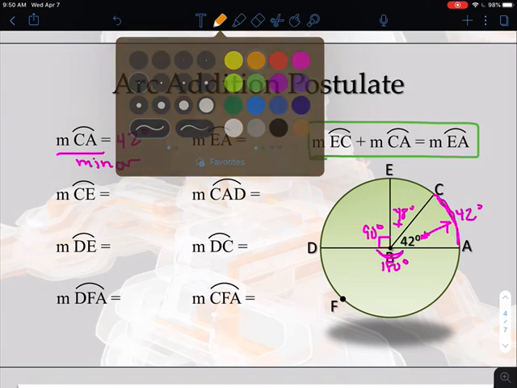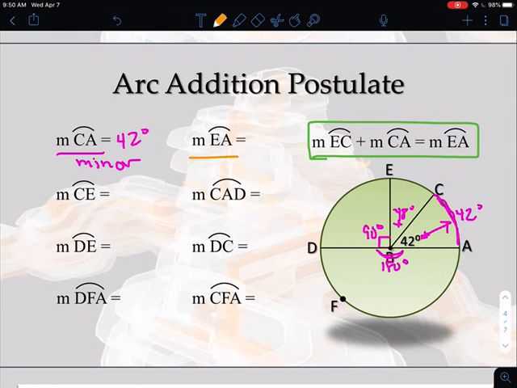If we look at arc EA, E to A, we just got done talking about, is 2 arcs put together. So if I take both arcs and add them together, 48 plus 42, I get 90 degrees, which is still a minor arc.